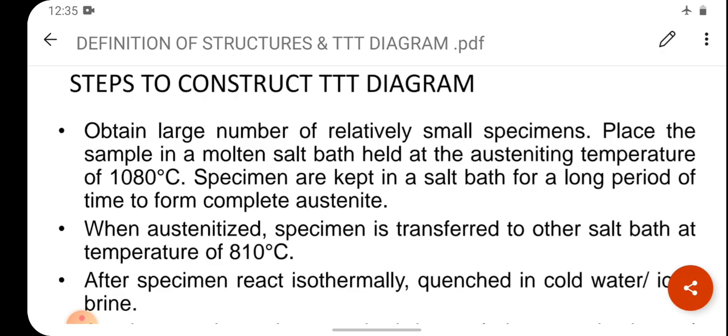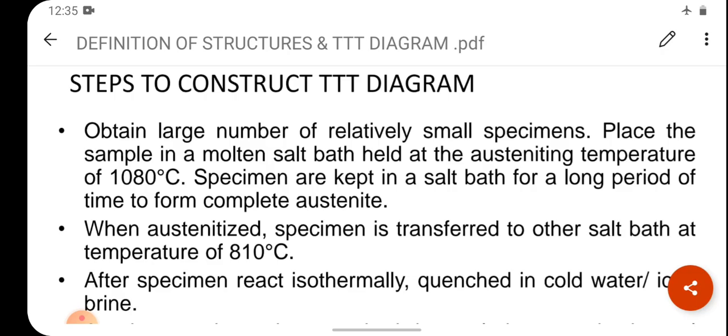Obtain a large number of relatively small specimens. Place the sample in a molten salt bath held at the austenitizing temperature of 1080 degree Celsius. What will we do? We will take a number of samples and keep them in the salt bath. Specimens are kept in the salt bath for a long period of time to form complete austenite. We will wait until they completely transform into austenite.